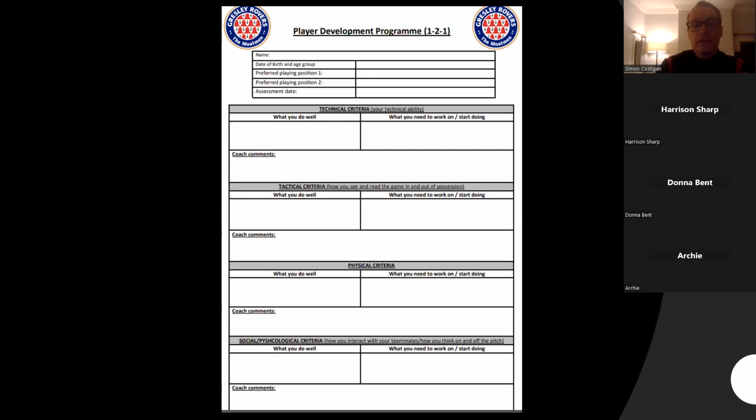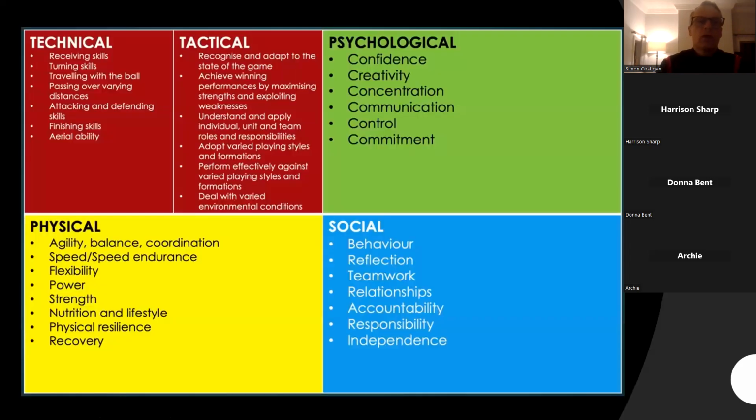technical, tactical, physical, and psychosocial, just to help you understand and have a greater appreciation of what's in each of the four corners. So if you're looking at technical, on the form it's what am I good at, what support I need. Technical is everything that you need to play the game of football, essentially. So as it says here, receiving skills, turning skills, travelling with the ball, passing over varying distances, attacking, defending.